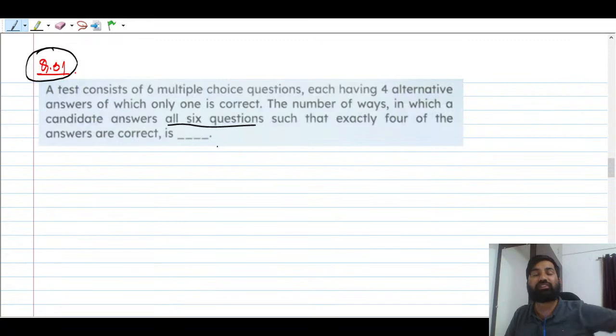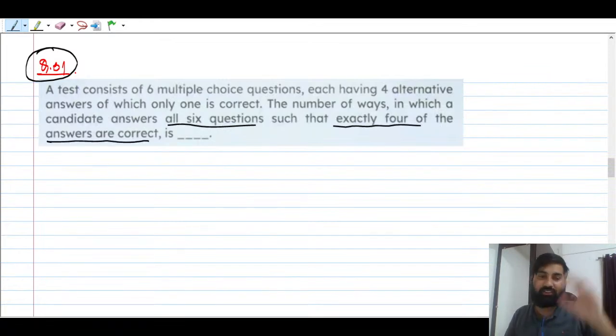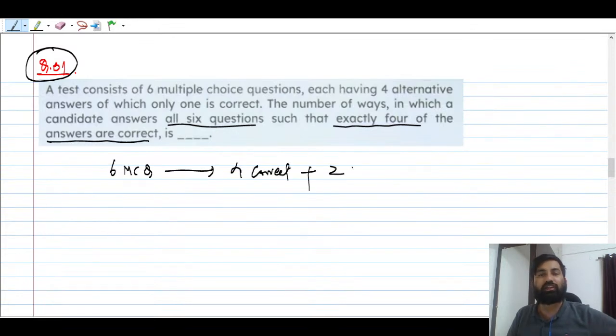You have to find the number of ways in which a candidate answers all 6 questions such that exactly 4 of the answers are correct. That means out of 6, 4 answers are correct. It means 2 answers will be wrong, I mean 2 questions are going to be wrong. How many questions are there, guys? 6 MCQs, of which 4 are correct and 2 are wrong. This is the counting that we are doing. It's a natural process. I hope this makes sense.